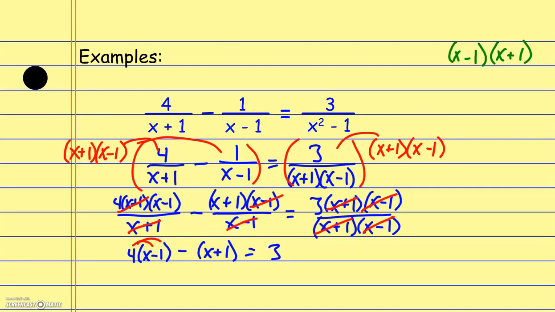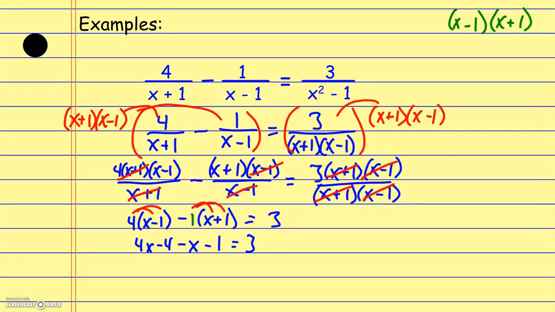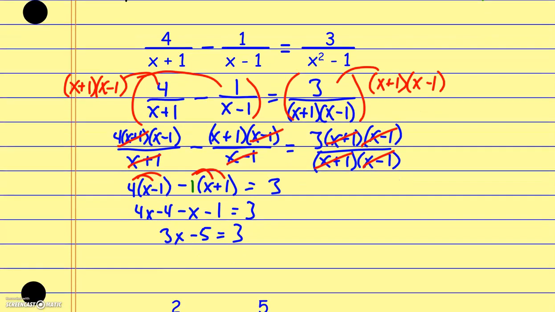Here I distribute. That's going to give me a 4x minus 4. Here I'm also going to distribute the negative 1 that's here. To get rid of the parentheses, that's going to be a negative x minus 1. And now I combine like terms. That's going to be a 3x minus 5 equals 3. I go ahead and I add the 5 to each side. So I get 3x equals 8. And now I divide each side by the 3.